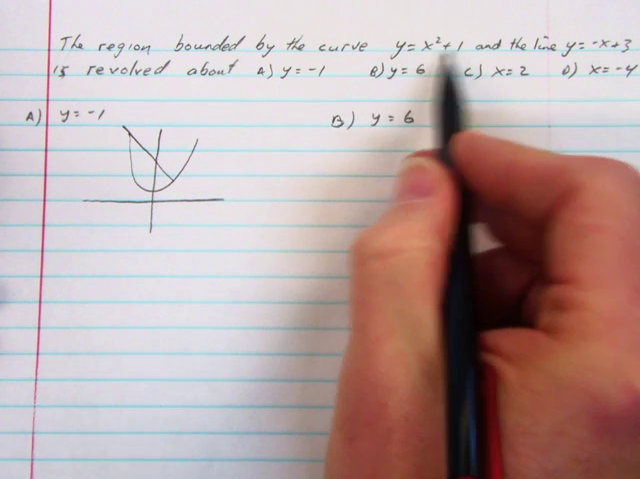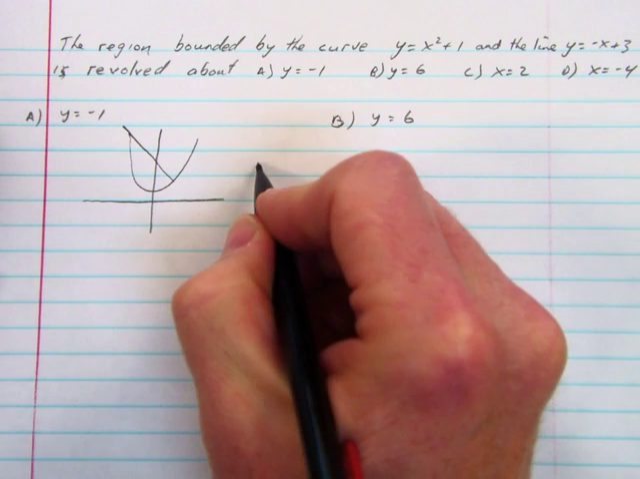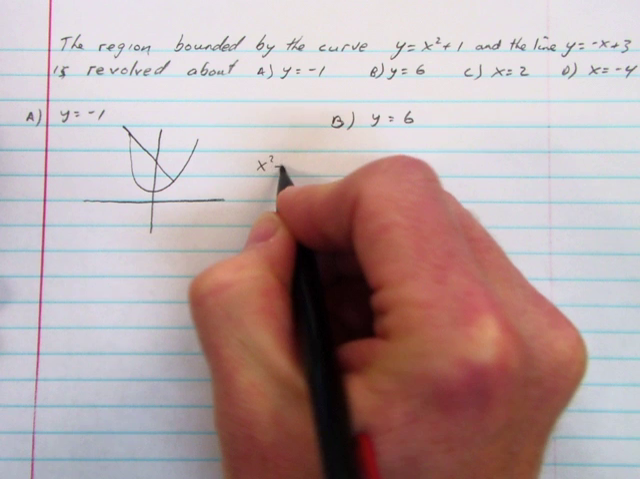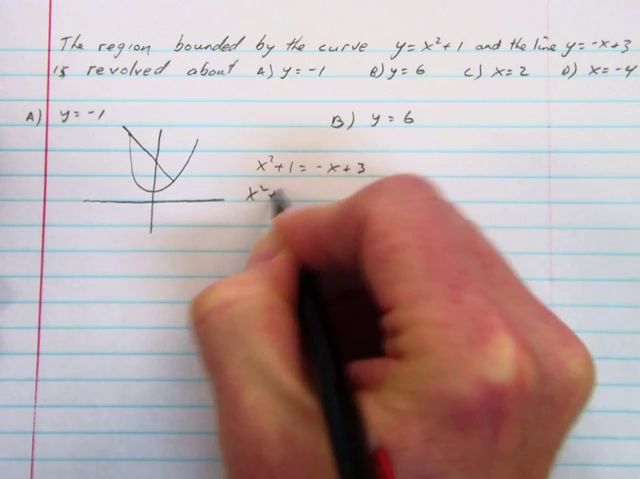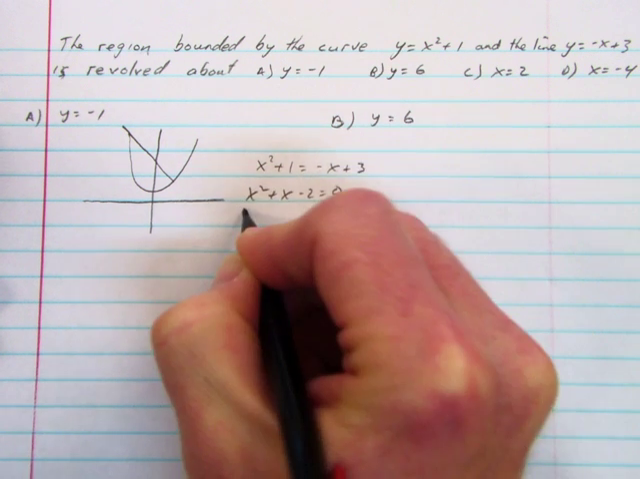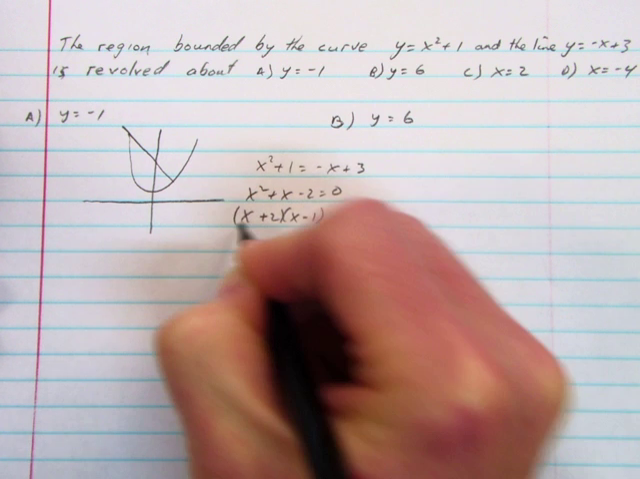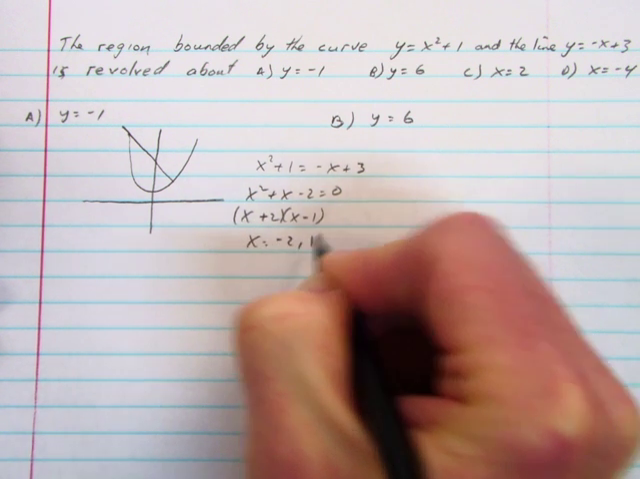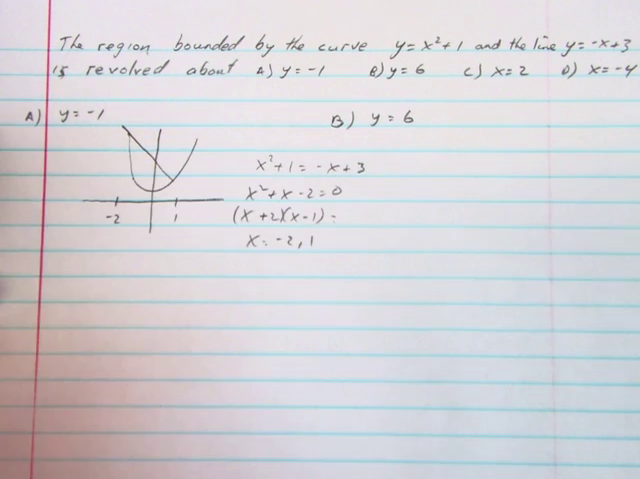So we have y equals x squared plus 1 and y equals negative x plus 3. So we can solve that by substitution. x squared plus 1 equals negative x plus 3. Move everything to one side. Factor. So we get x equals negative 2 and 1. And that pretty much agrees with what our picture is here.